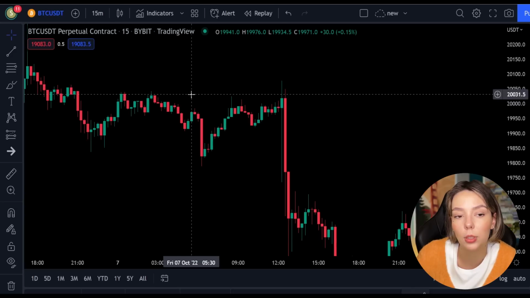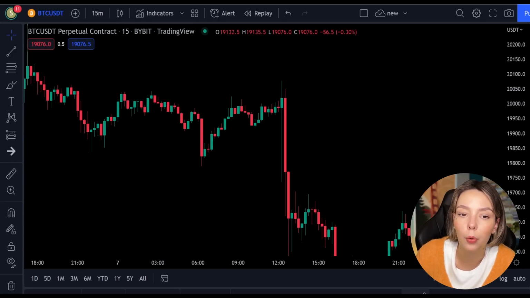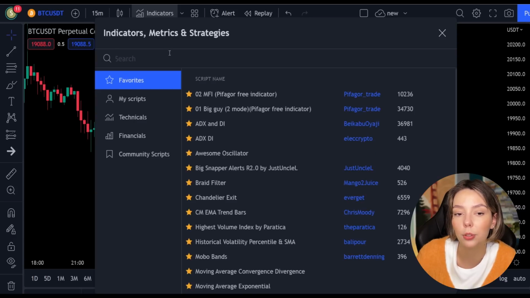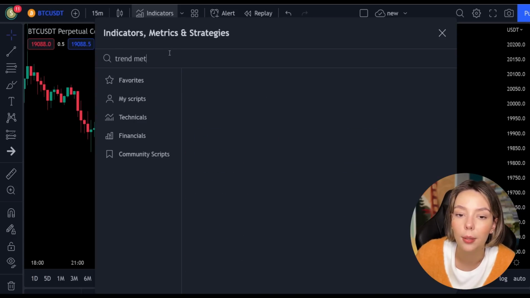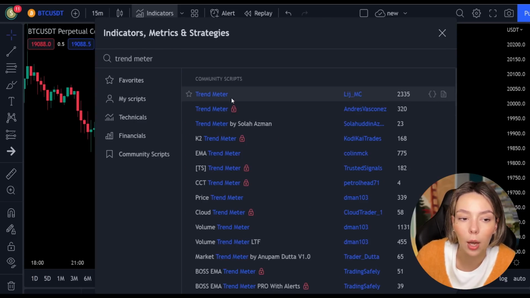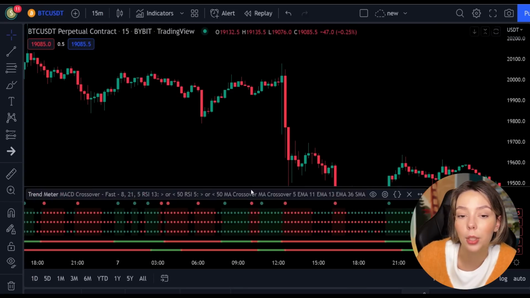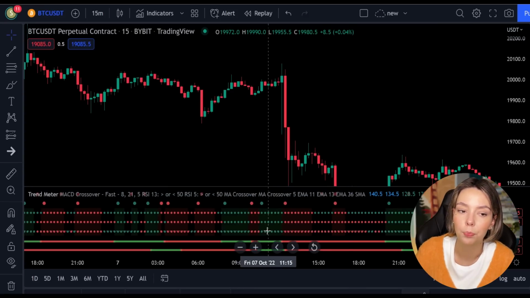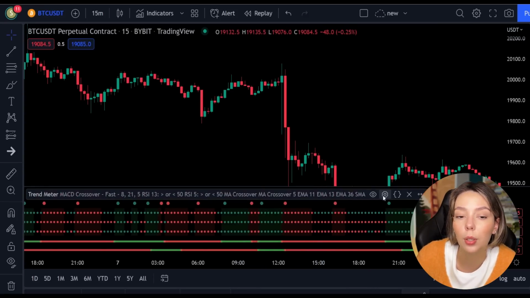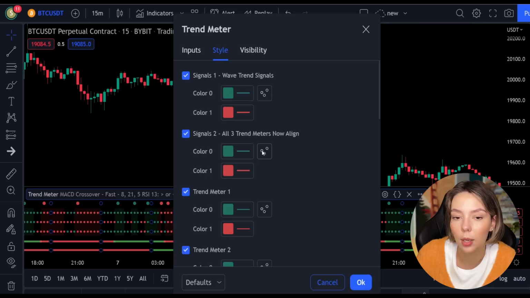So when you load up TradingView, this is what it's going to look like on regular candlesticks and the 15-minute time frame. Now we're going to add the indicators that I've explained before. For this, we'll go into the Indicators tab and search Trend Meter. This one right here by Ledge_MC, we'll add that. This indicator is a combination of a lot of popular indicators. If you go into the settings, you can see exactly what it's got.